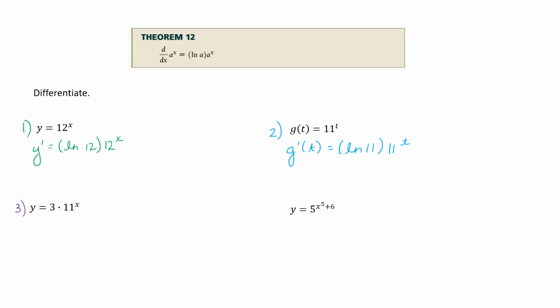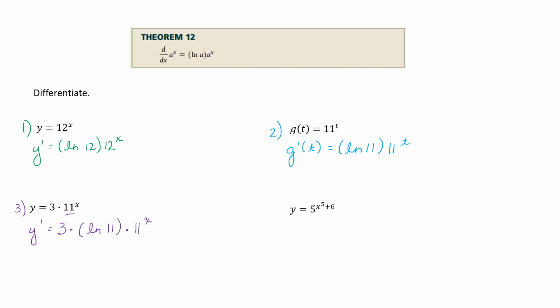Here we have y equals 3 times 11 to the x. First of all, make sure you don't multiply 3 times 11 to make it 33. So y prime is going to be 3 times, for the 11 to the x, it becomes the natural log of 11 times 11 to the x. And you can write it just like that.